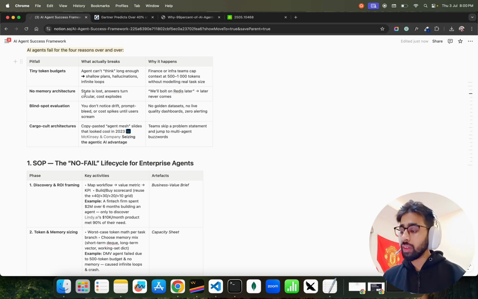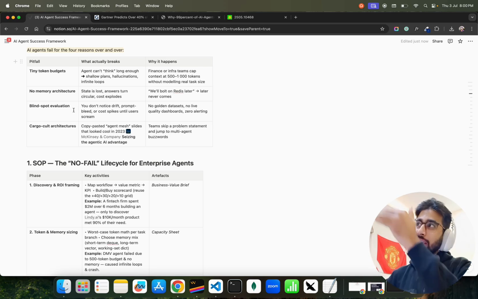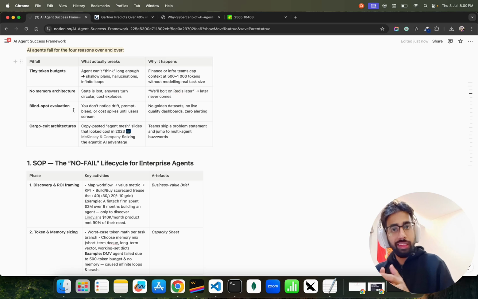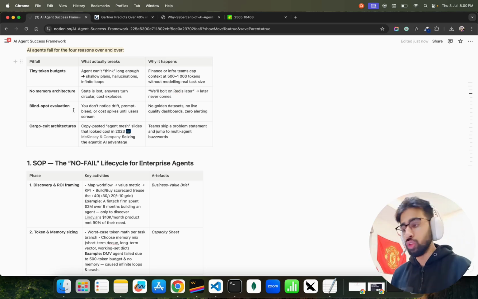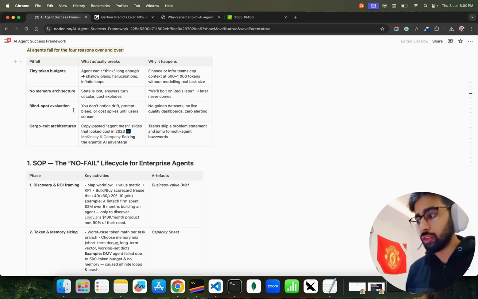So I say no memory architecture, blind spot evaluation. People are not thinking about which evals to go with, because there are a lot of evaluation metrics. These evaluation metrics also have to be picked very carefully based on the problem statement and what kind of data you deal with. So that's also important.